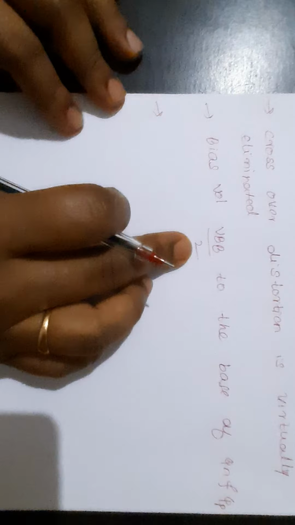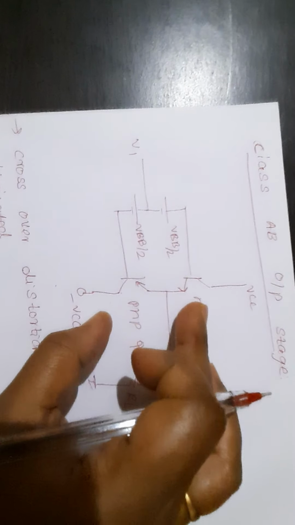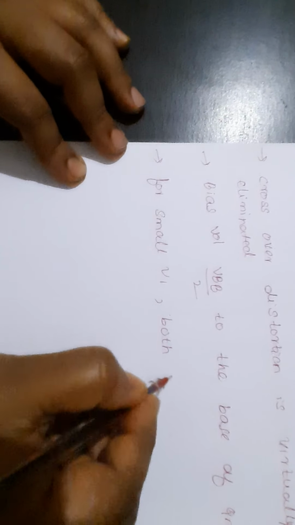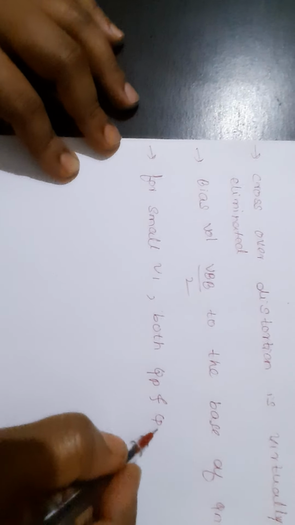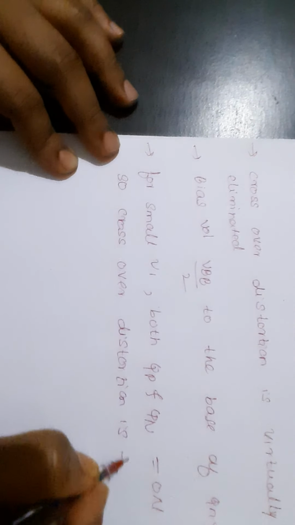Now the use of this VBB by 2 is that for small voltages both the transistors would otherwise be off. Now for the small voltage V1, because of this VBB by 2, the transistors will be on. So crossover distortion will be eliminated. Thus for small V1, both QP and QN will be on, so crossover distortion is eliminated.